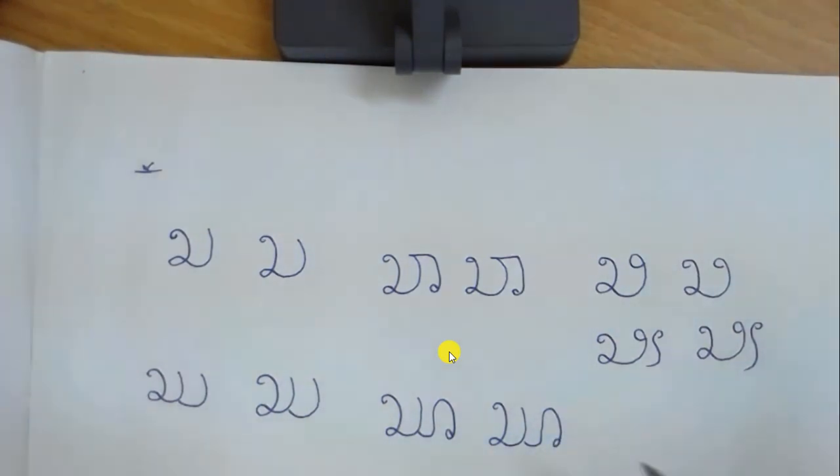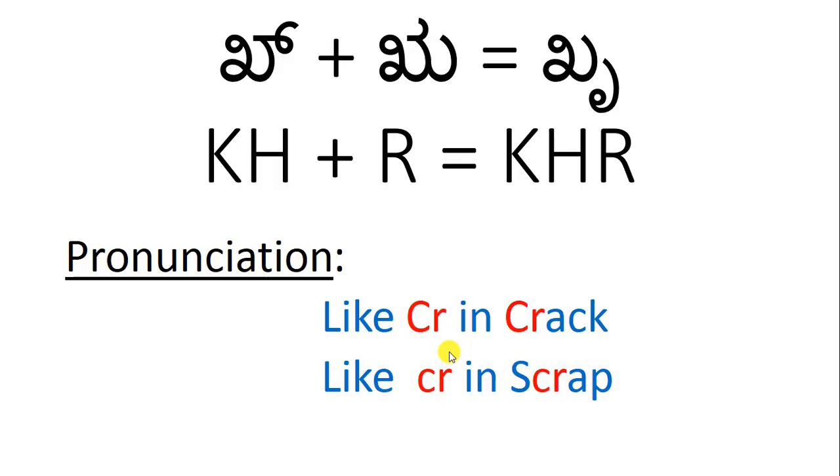Yeah. Like this. Khoo. The next sound is Kr. Okay. Kr. And the way we get Kr is by adding a R to K. K plus R. Kr. And as I mentioned in the previous video, you do not have to remember all these things.